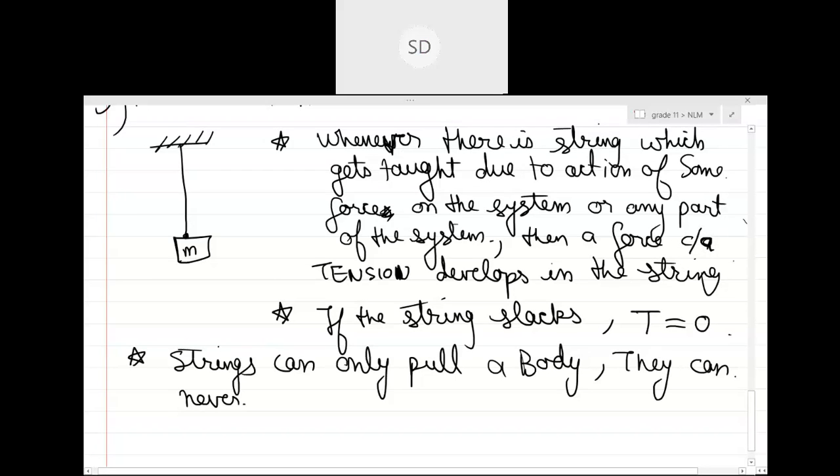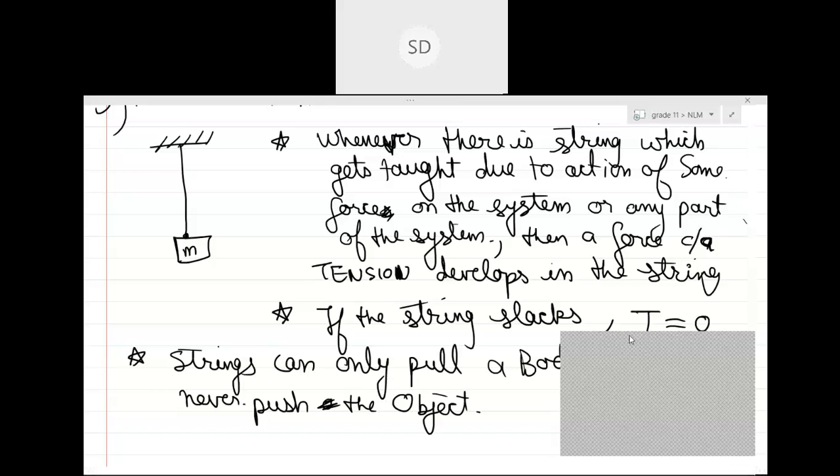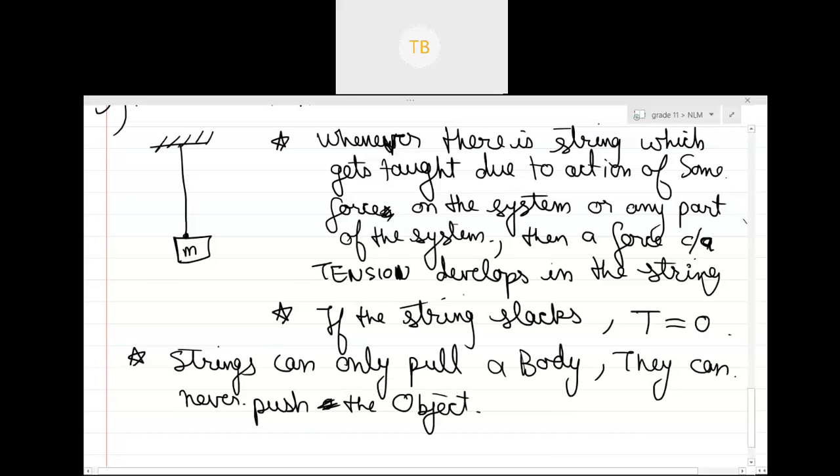Then a force called tension develops in the string. If the string slacks, tension in it becomes zero. Strings can only pull a body; they can never push. Always remember this. Although it's very common sense, remember this. Okay? So if the string slacks, then the tension in that string becomes zero.